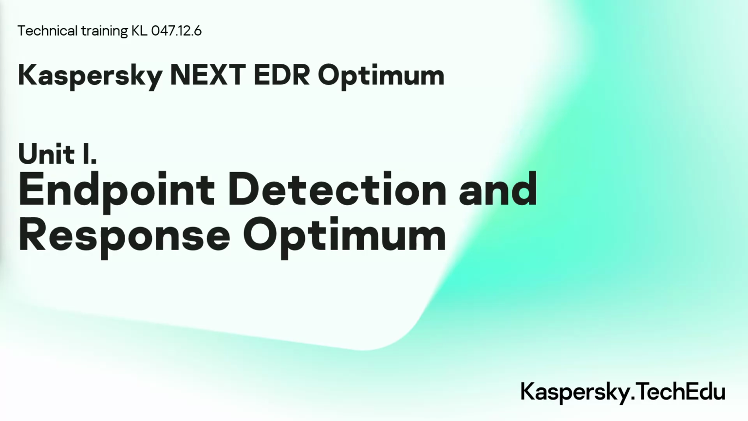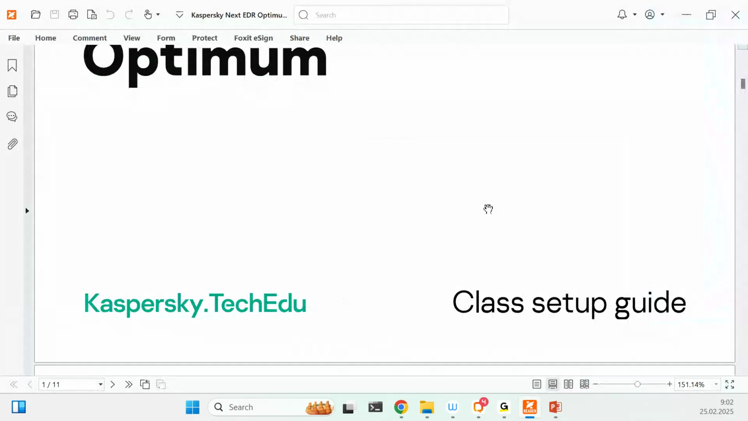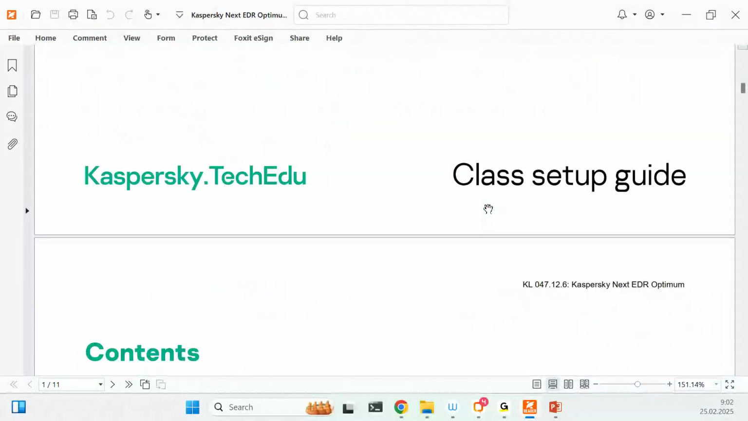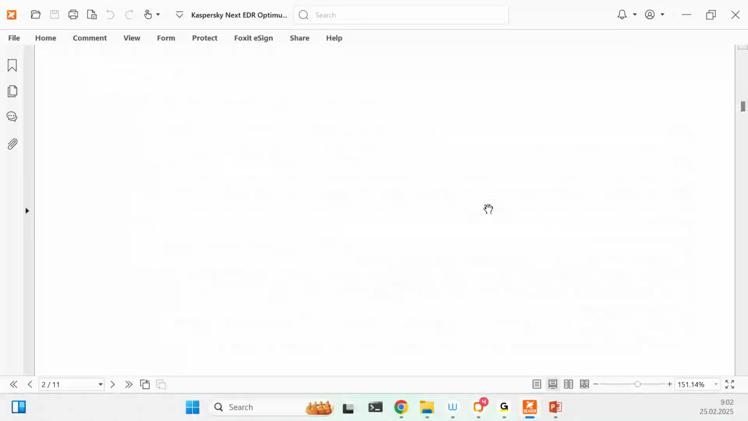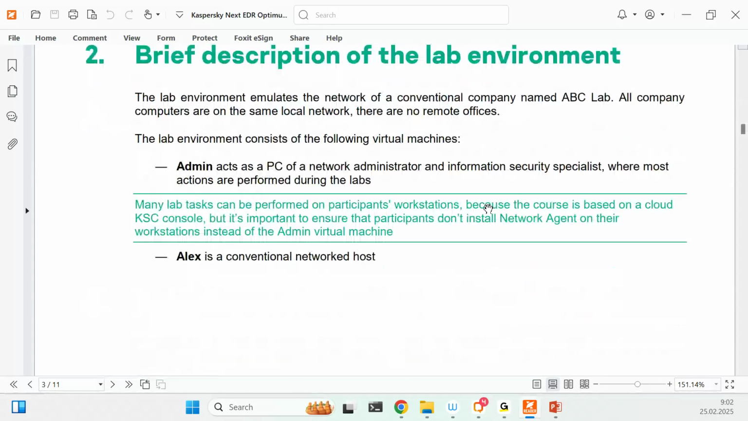Let me share what it is. Here you see the EDR Optimum class setup guide. We will share it with you as well. The virtual environment consists of 2 virtual machines, admin and Alex, which connect to KC Cloud Console, or it's better to call it KC Expert View Console.